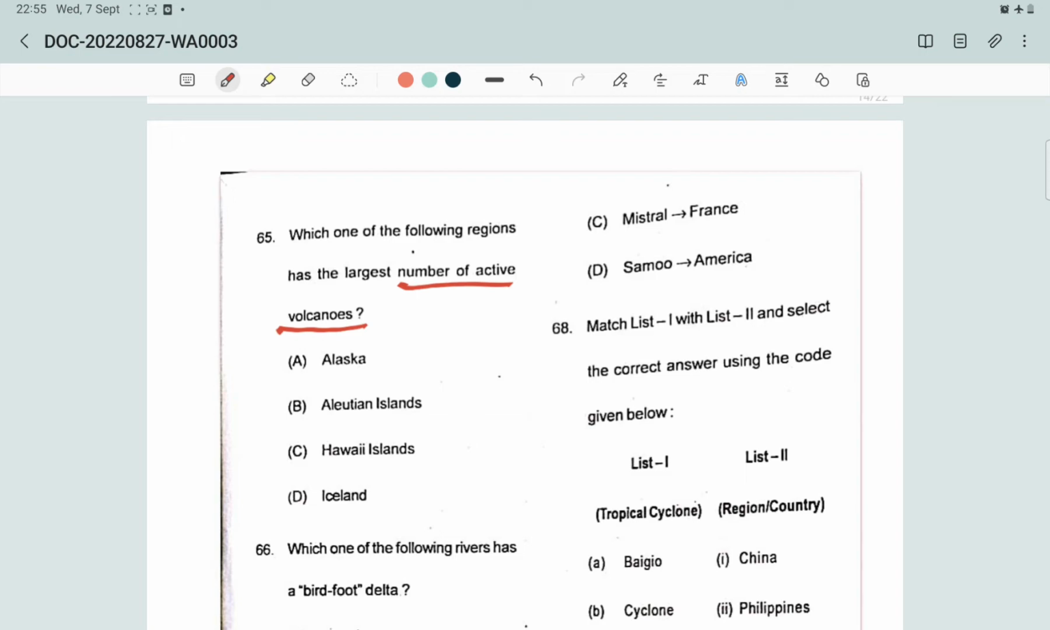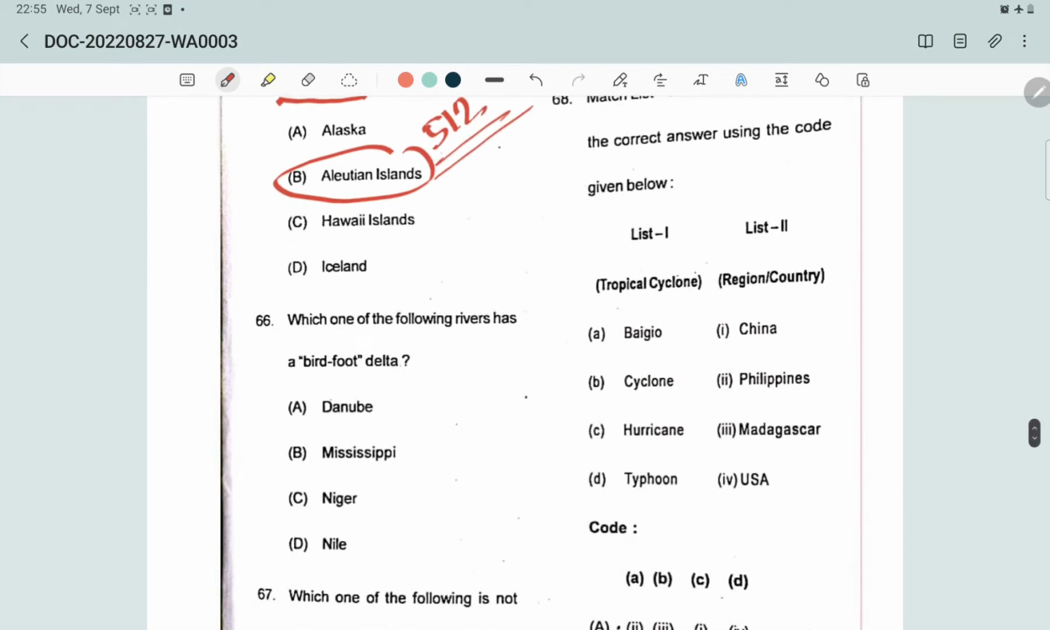These islands are part of the Aleutian Arc and one of the most active volcano provinces on earth, and there are 512 active volcanoes at present.